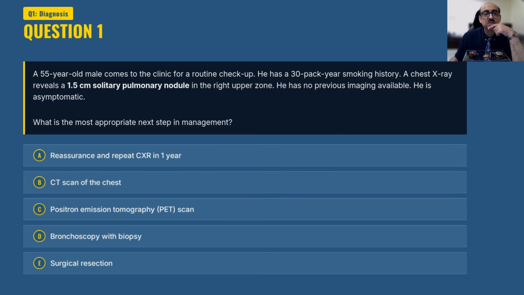A. Reassurance and repeat chest X-ray in 1 year's time. B. CT scan of the chest. C. Positron emission tomography, or a PET CT scan. D. Bronchoscopy with biopsy, and option E is surgical resection.